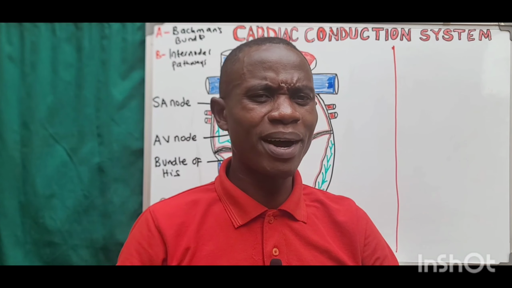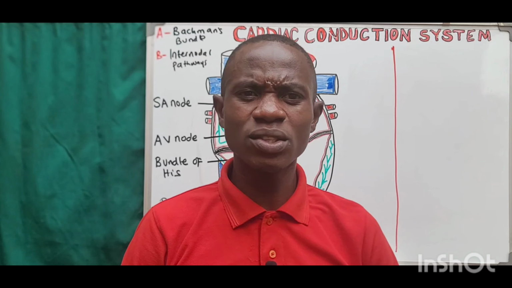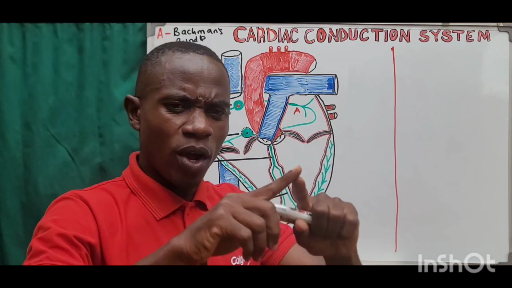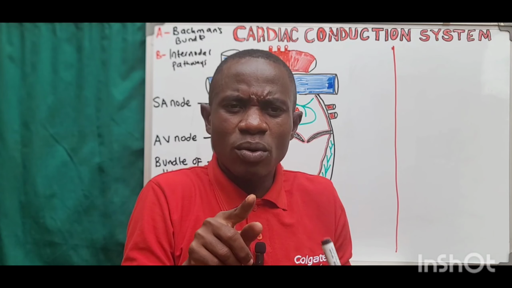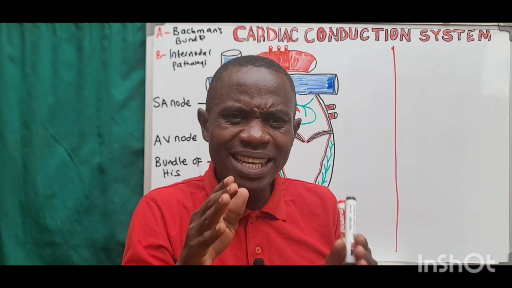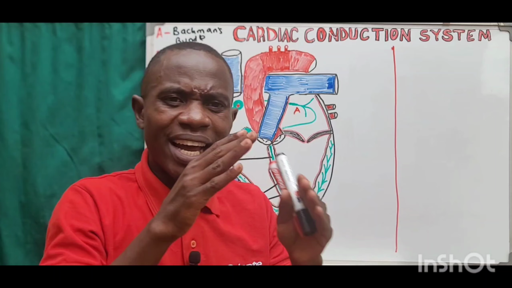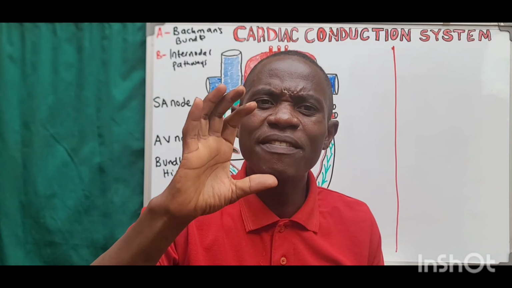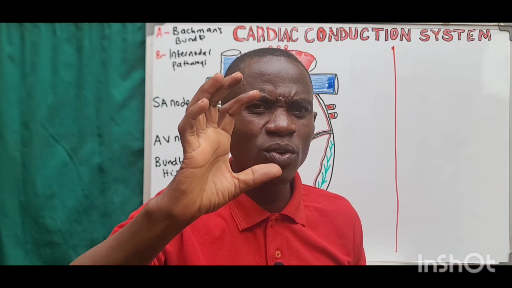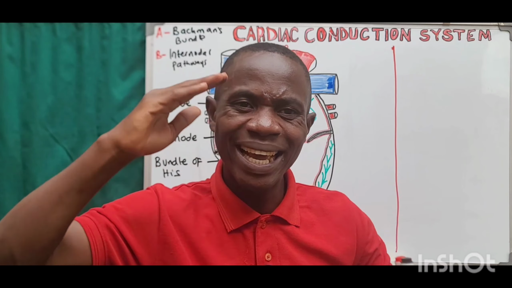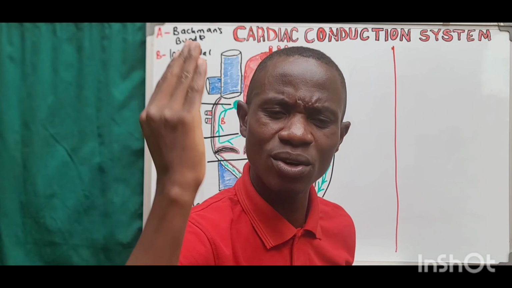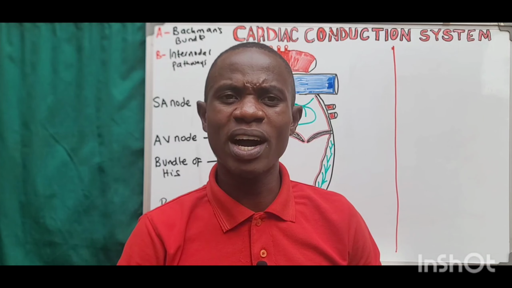But we also have some other microscopic reasons as to why there is a delay of 0.1 second at the AV node. When you extract a tissue from the AV node and look at it microscopically, you realize that the cells which make up the atrioventricular node have a very small diameter. And of course, if it has a very small diameter, it has high resistance in conducting the action potential. That also can slow down the movement of action potentials.